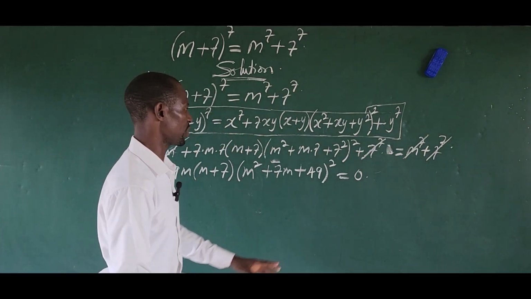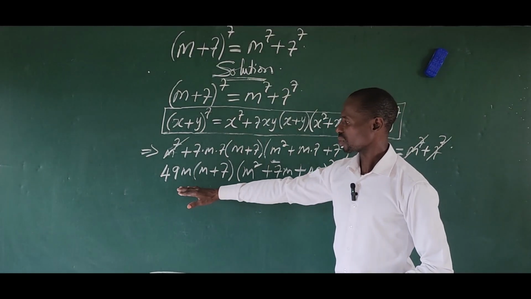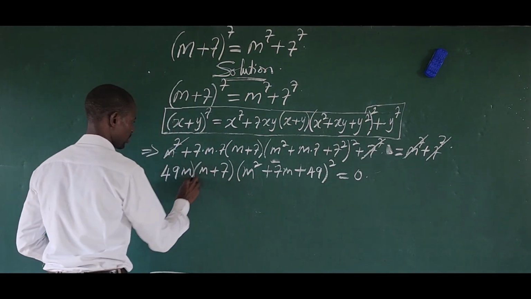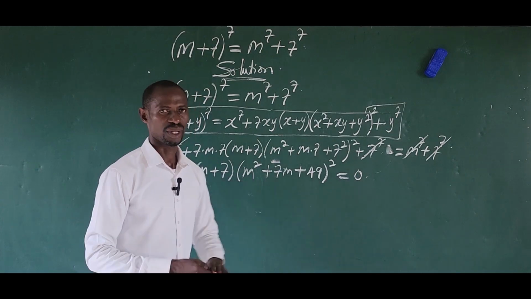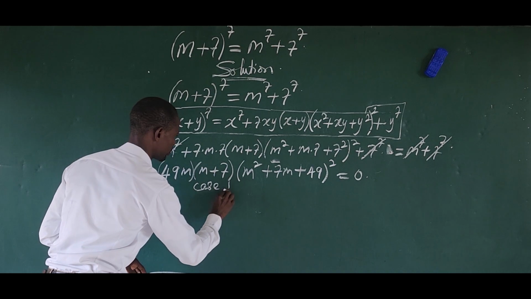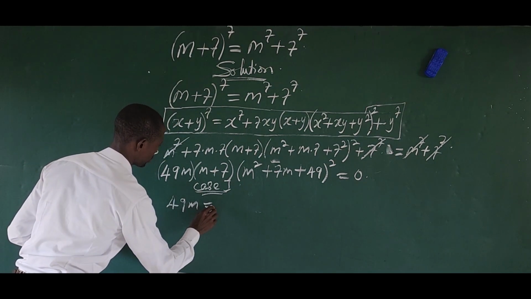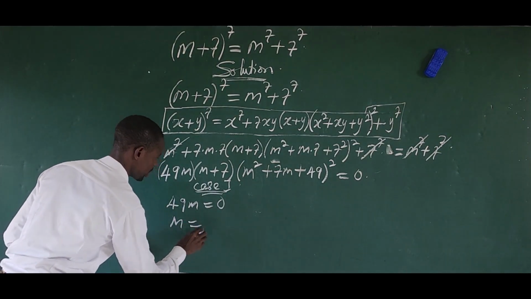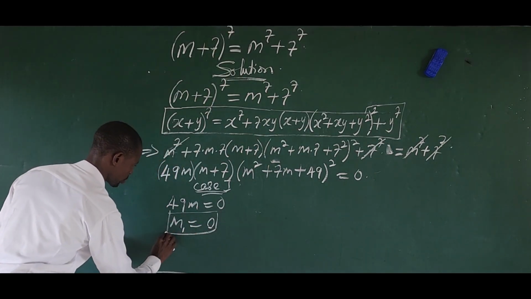With what we have here now, we want to apply what we call the zero property, whereby we can equate each factor to 0. We equate this to 0, this to 0, and this to 0, so we have 3 cases here. Let's take the first one. Case 1: we have 49m equal to 0. If we divide by 49, automatically we have m equal to 0. So this is our m1, m1 equal to 0.